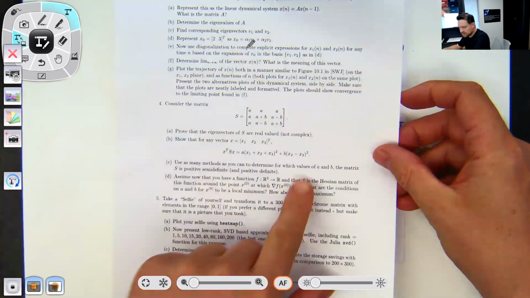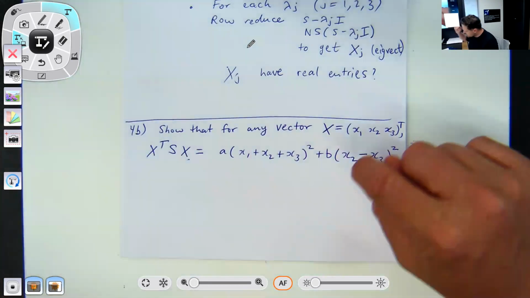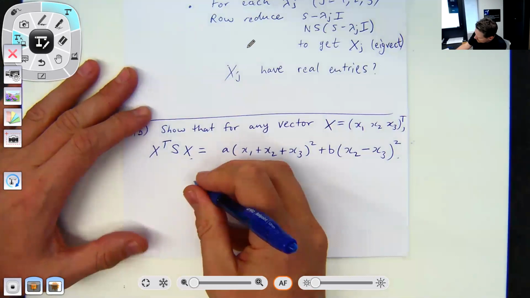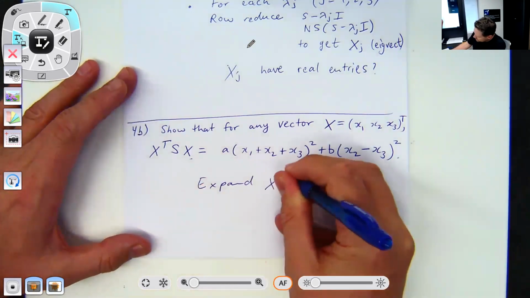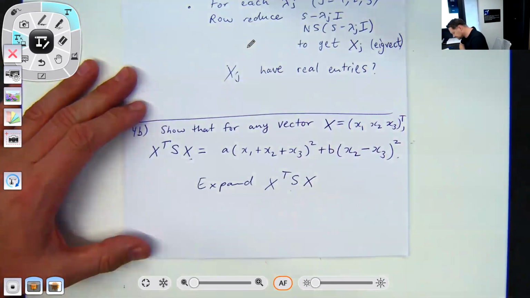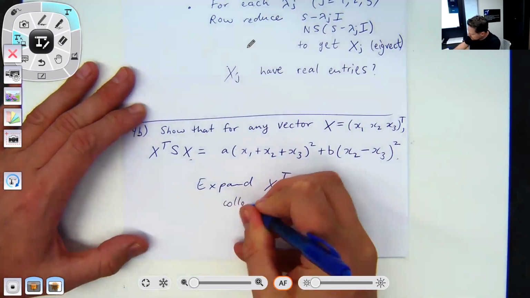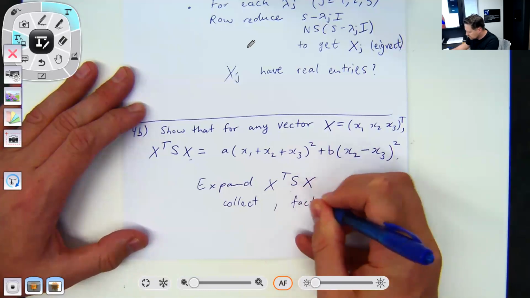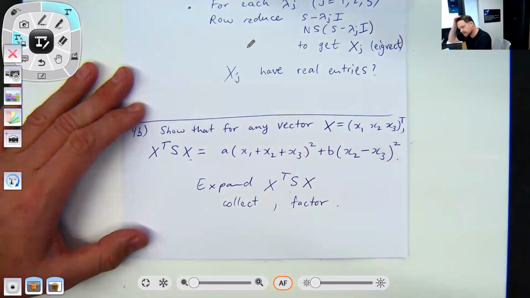Okay, somehow I saw that differently, so I've got nothing to talk about with respect to that. That's the same as this. Okay, so all you have to do is expand x transpose S times x, where S is this matrix up here. Collect like terms, and then factorize. Then you should be able to obtain that expression.